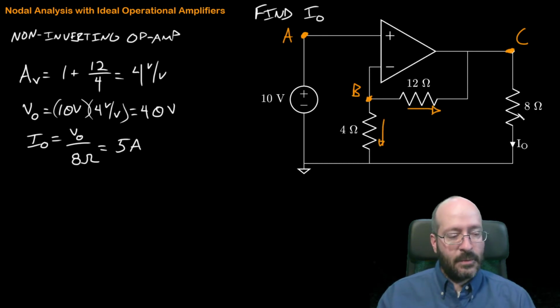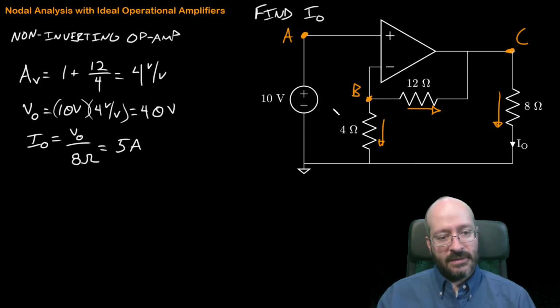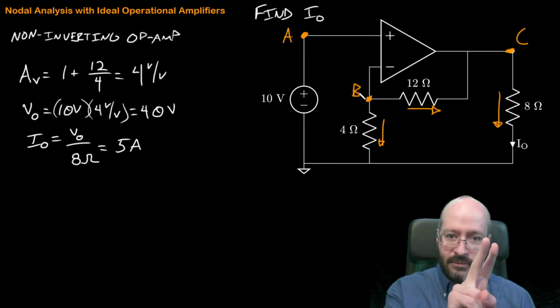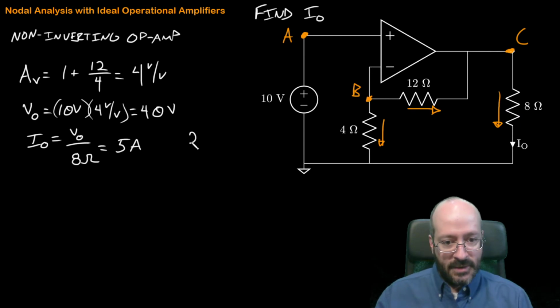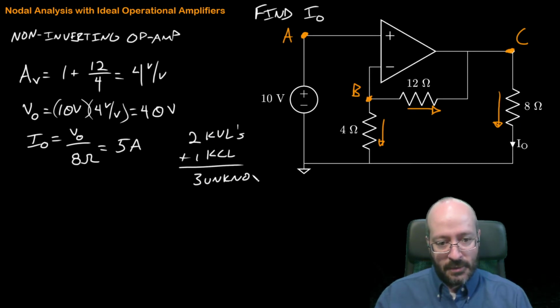Label our passive components with current directions. So we'll go like that. The voltage supply is active, the op-amp is active. I need 3 equations. I see a voltage supply, 1 KVL. I see an op-amp, 2 KVLs. And then I'll make up the difference with a KCL. So we have a little plan for ourselves: 2 KVLs and 1 KCL gives us our 3 equations for our 3 unknowns.